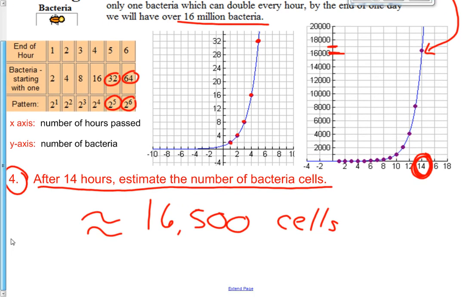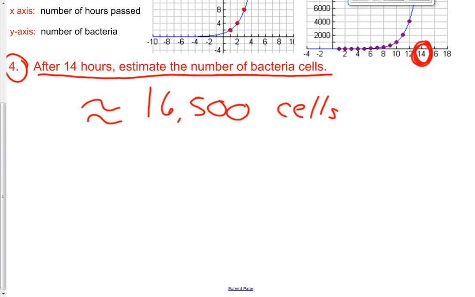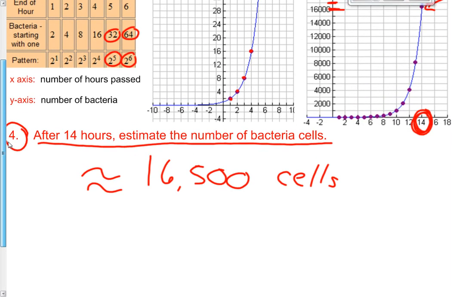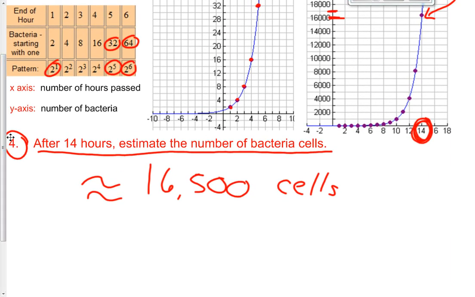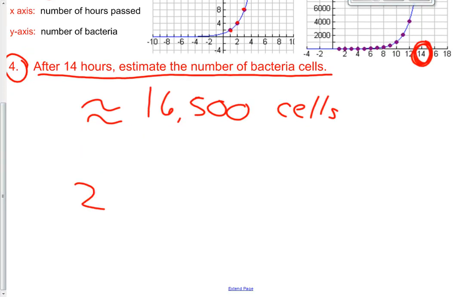However, once again, if we wanted to find out the exact number after 14 hours, notice our pattern: 2 to the first after 1 hour, 2 to the second after 2 hours, 2 to the third after 3 hours. After 14 hours, it's 2 raised to the 14th power. You can put that into your graphing calculator. What is 2 raised to the 14th? It is 16,384 cells.